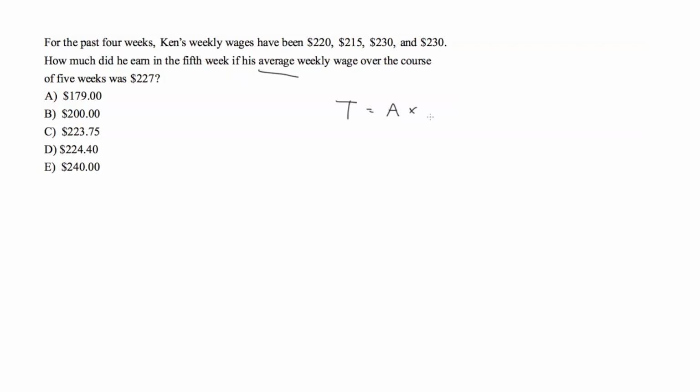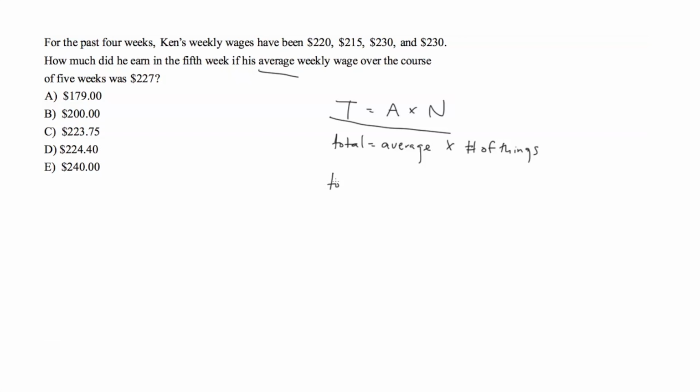And if you haven't already done so, please look at the average video where I outline how we use this acronym in more detail. But basically we have the total, or the sum, is equal to the average value times the number of things we're averaging. So let's fill out what we have.